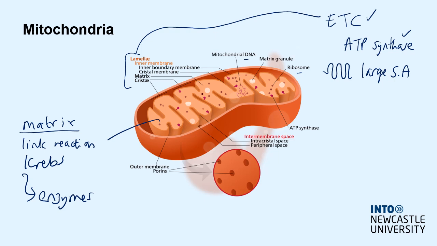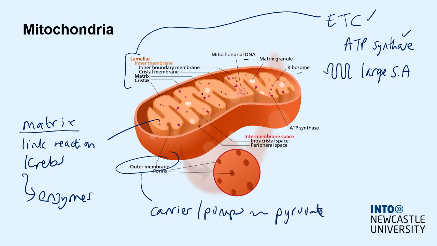The outer membrane of the mitochondria has carrier proteins, pumps that allow molecules to enter into the mitochondria. For today's purposes, this is where they have pyruvate pumps, so that the pyruvate that was made in glycolysis in the cytoplasm can be pumped by active transport into the matrix so that we can do the link reaction and the Krebs cycle.